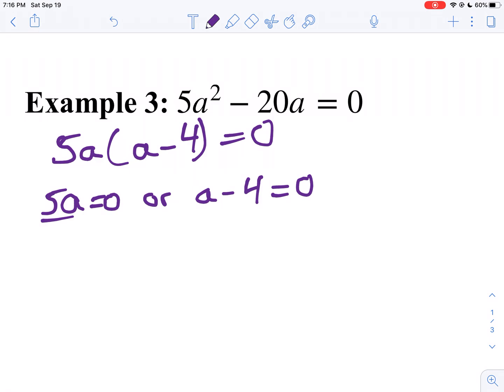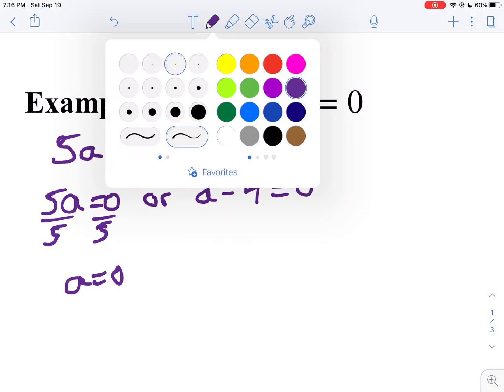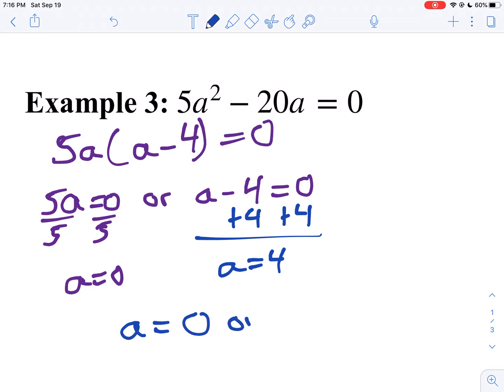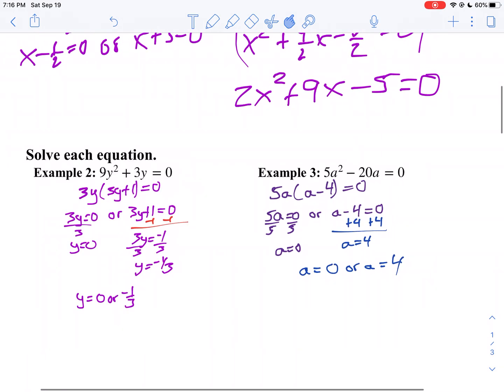In the first case, we divide by 5, a is 0. In the second case, we're going to add 4 to both sides. So a equals 4. So in other words, we have two solutions, a equals 0 or a equals 4. Both of these problems are kind of like when we graphed it, it would cross twice.